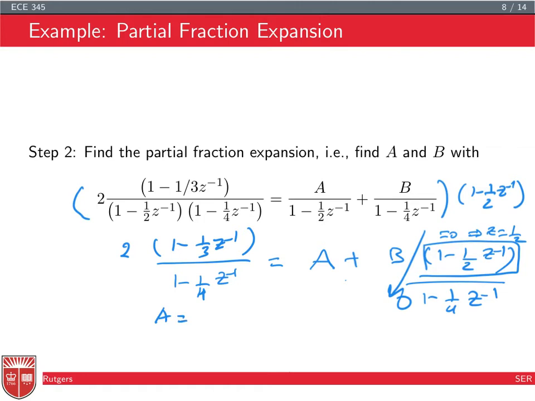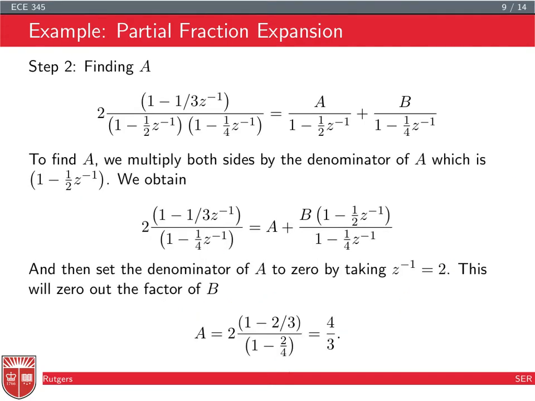So A equal to 2 times 1 minus 1/3, here z minus 1 equal to 2, over 1 minus 1/4 times 2. And this will give you the value of A. And to find B, I'll do the same thing.